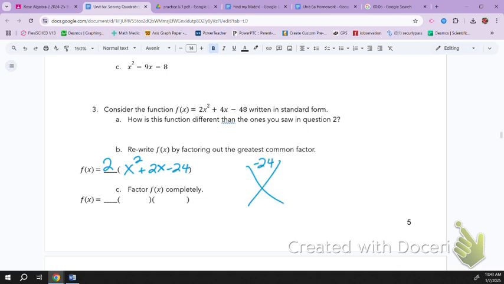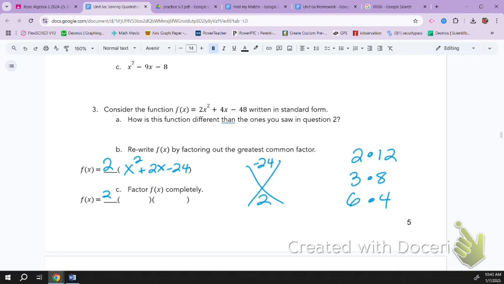So negative 24 goes in the top, and 2 goes in the bottom. And I'm trying to figure out my factors. What two things multiply to be negative 24 but add to be 2? What two things? Sometimes it's helpful to list the factors. 2 and 12, 3 and 8, 6 and 4. Which pair has it got to be?